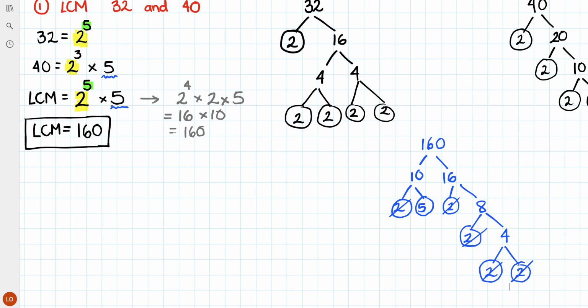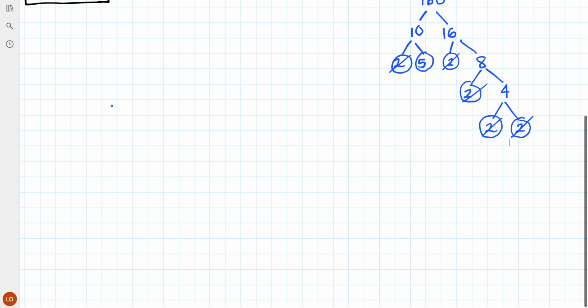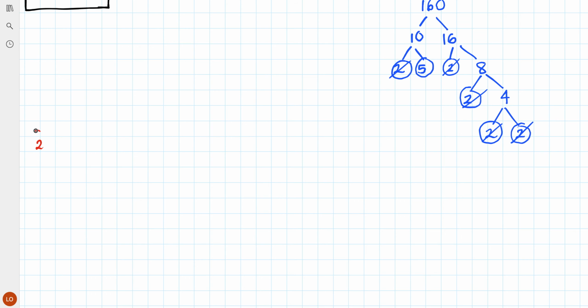Okay, I hope this makes sense to you girls. If it doesn't, please let me know and we will talk about it in class. Let me just do another example underneath here. So the other example that I wanted to do is I want to find the lowest common multiple between 24 and 36.